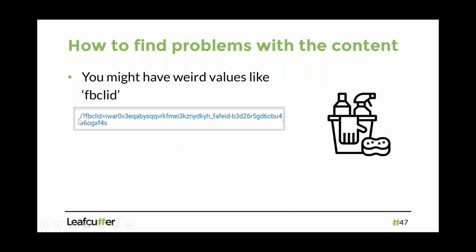One to totally watch out for is you'll find a value called FB CLID. And it'll look like this kind of screenshot that I've included. FB CLID is the Facebook click ID. So every time someone clicks on a link from Facebook to your website, Facebook just plops that onto the end of the link. But that's actually useless in your Google Analytics report.